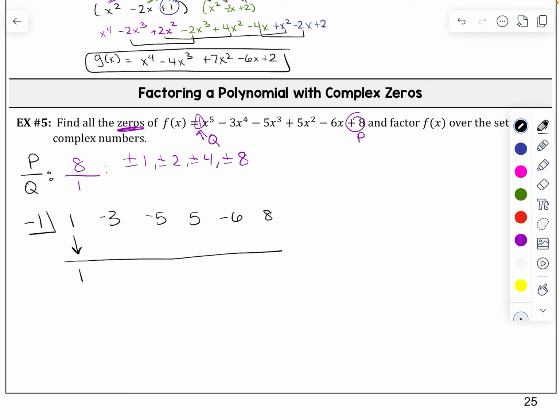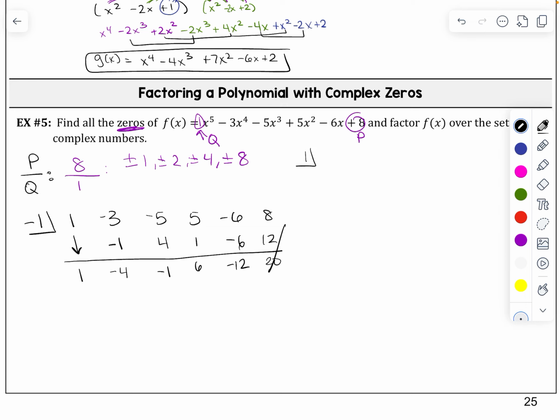We bring down our first term, and now we multiply box times the bottom. That gives me my next number is negative 1. Add down, we get negative 4. Box times the bottom, we get positive 4. Add down. Multiply again, we get positive 1. 6, multiply again, negative 6. Ooh, I don't know if this is going to work. Okay, this does not work, so we are not going to choose this one. So negative 1 isn't a zero.